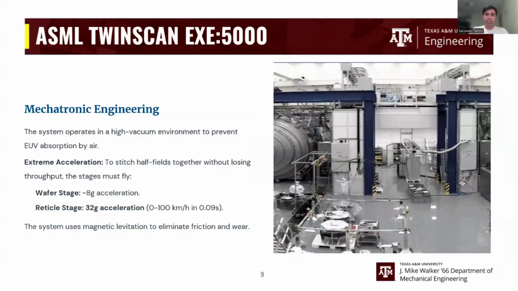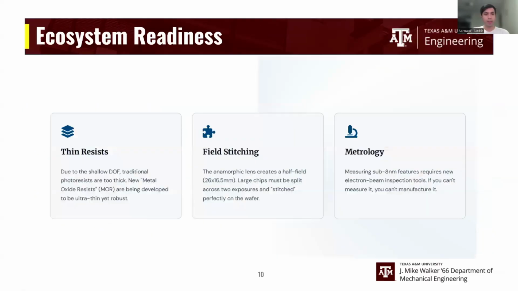Okay, on the mechatronics side, just to give a brief overview, the ASML TWINSCAN machines are presented here. These are the machines that are pushing the technological limit more and more. The most interesting thing I find in these machines is the extreme acceleration of the stages. The wafer stage and the reticle stage move at around 8 to 32 G of acceleration, which is, I think, faster than some of the F-17s or fighter jets in the world.